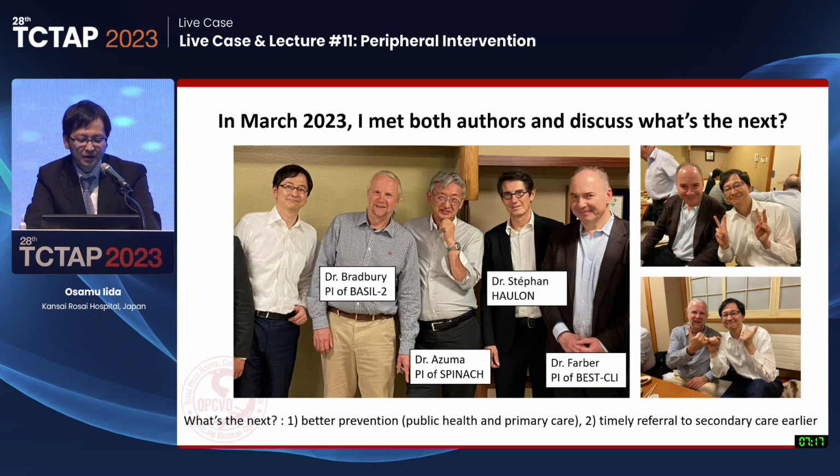So based on talking to them closely, I think the next step, as mentioned in the discussion of the BASIL-2 trial, is better prevention and earlier, timely referral to secondary care.